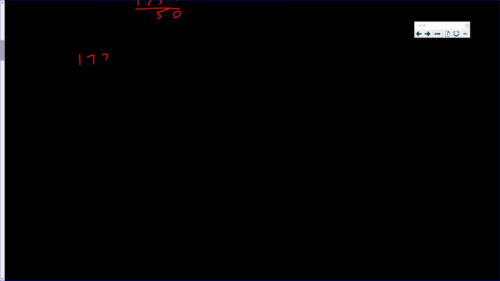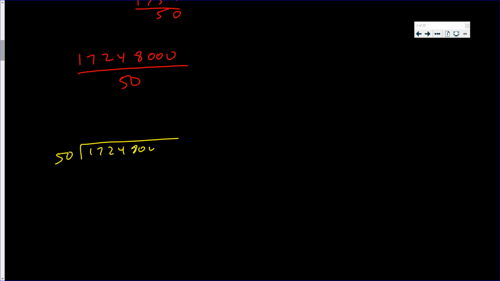Suppose you have 1724800, and you want to divide this by, say, 50. Now, again, I'm not going to do it this time, but you can do the division if you like. You can even cancel off 1 zero. So you're dividing by 5 now. Me, that's too hard. I'm going to multiply by 2.